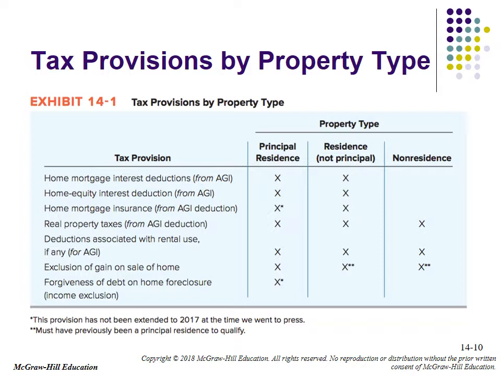Only, and see the little asterisks, if it previously was considered a principal residence. So you've got to look at the rules there, and we're going to do that. What if it's a non-resident? So it's considered rental.